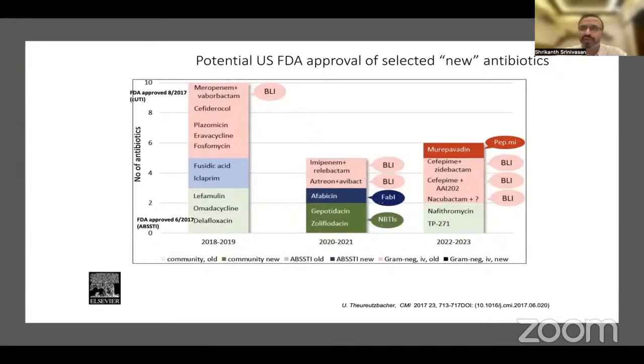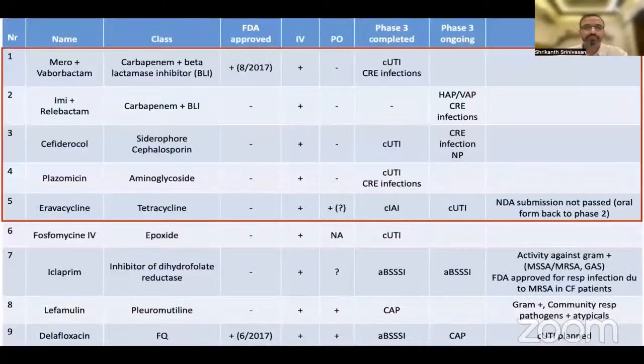Meropenem-vaborbactam, cefiderocol, plazomicin, eravacycline, fosfomycin. We'll talk about these things. Aztreonam-avibactam is also coming into the market now. It's marketed by the name of Zavicefta. Imipenem-relebactam, and we can talk about the combination of aztreonam with avibactam. So this is in a nutshell what we'll talk about.